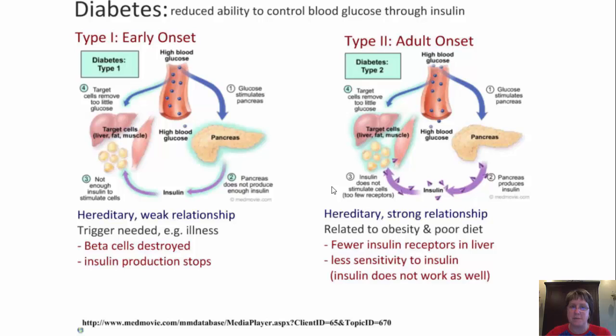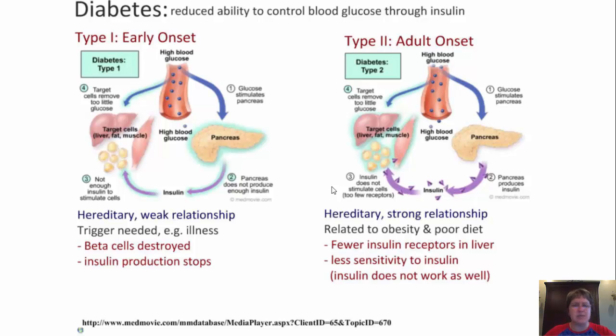If there's not enough insulin, then we cannot take that blood glucose out of the blood and store it as glycogen. In type 2, adult onset, there's a very strong relationship with a hereditary link. This is typically related to obesity and poor diet, though. And the problem here, your pancreas is still producing insulin, so you're not having a problem having insulin, but the problem is that you don't have as many receptors in your liver to take that insulin and then tell your liver what to do. And so what happens is you become less sensitive to insulin, or insulin does not work well in your body.